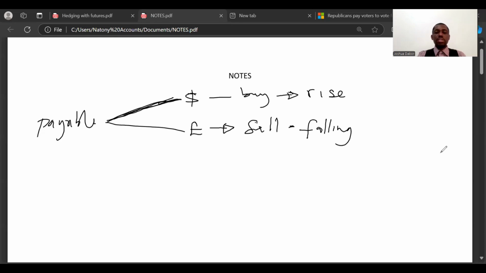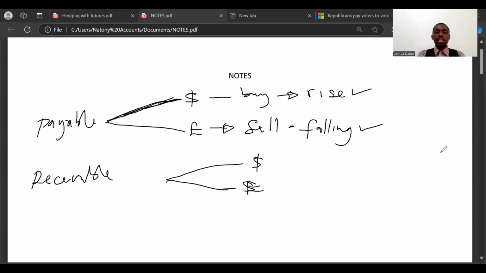Okay. So the simple summary here is that if you want to use the exposure, you buy the currency that you expect to rise in the future, or sell the currency that you expect to fall in the future. For a payable, for a receivable, it is the reverse.